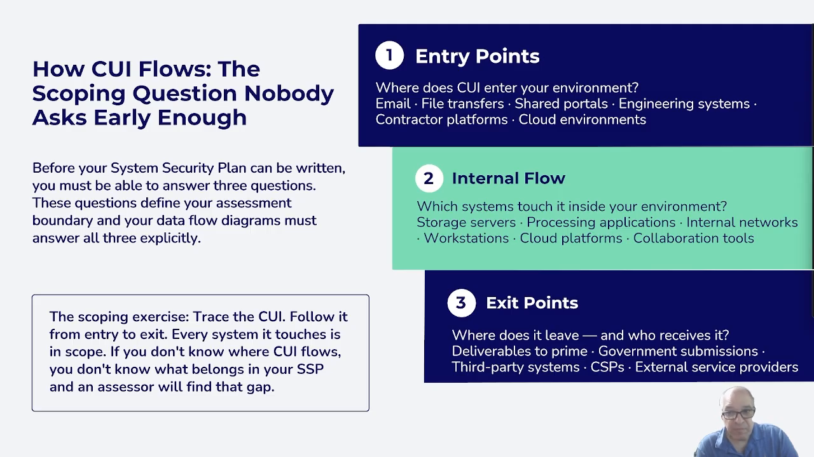And where does it leave? And who receives it? Your data flow diagrams and your asset inventory must be able to answer all 3 of those questions before your system security plan can be accurately written. If you don't know where your CUI flows, you don't know what to put in your SSP. And if your SSP doesn't accurately reflect your CUI data flows, an assessor will find that gap.